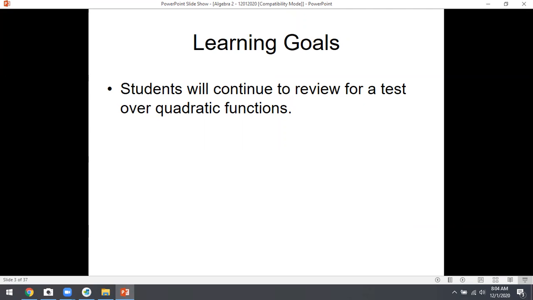Continue to review for the test. That's your goal. Continue to review. Very important review stuff today. Very handy skills that will continue to follow you through units in the future as well. Just solving quadratics in general.